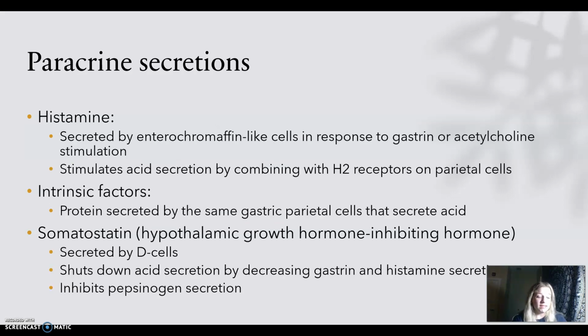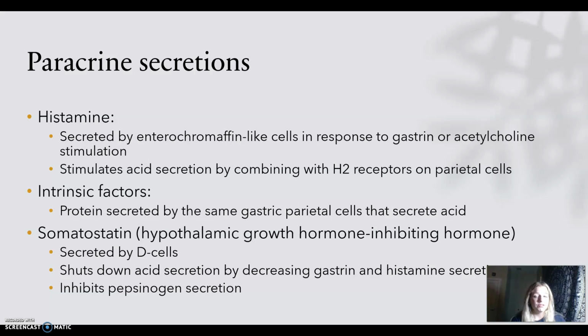The next secretion is the paracrine secretions. So first we have histamine. It is secreted by enterochromaffin-like cells in response to gastrin or acetylcholine stimulation. It stimulates acid secretion by combining with histamine receptors on parietal cells. There are receptor antagonists that block histamine action and are the second class of drugs to treat acid hypersecretion.